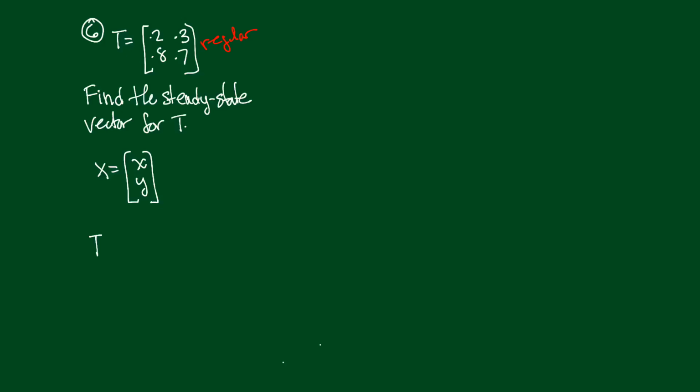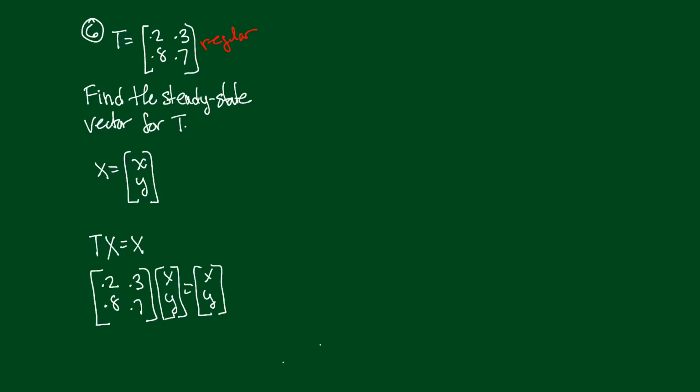Now, a steady state is such that if we apply a transition to that steady state, we'll be right back at the steady state. So let's do this. We're going to have, here's T, I'll read down the columns, 0.2, 0.8, 0.3, 0.7. Multiply that by our steady state vector, x y. And if we make a transition to x y, we're right back to x y. That's what it means to be in a steady state or a stable state.